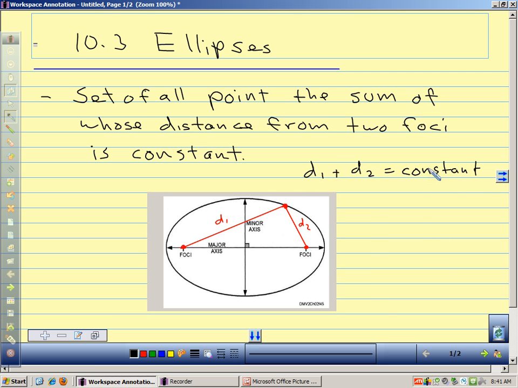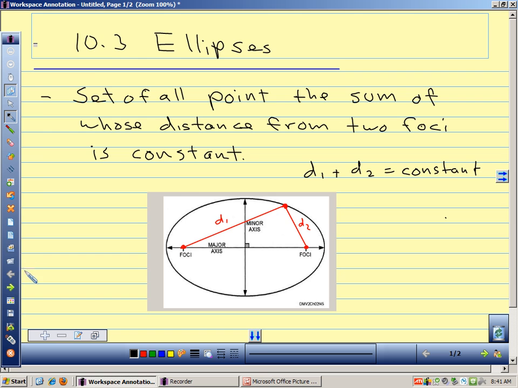Now with the parabola, the definition of the parabola was a little different. We said that the distance from the point to the focus and the distance from the point to the line called the directrix was equal. So this definition is a little different, but this definition gives us an ellipse. So an ellipse is an oval shape. We have two focuses. We call them foci. And we'll talk about these parts in just a second. So everybody good with this? This is our definition. So let me draw another picture and we'll label all of our pieces.